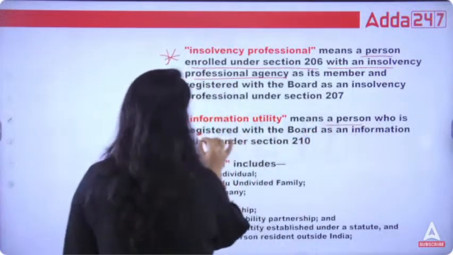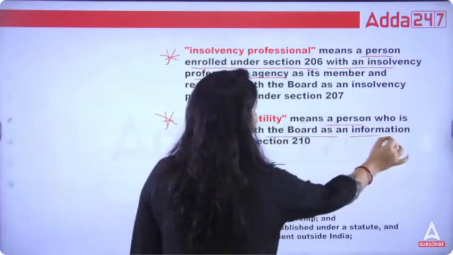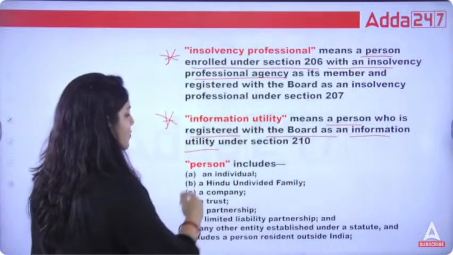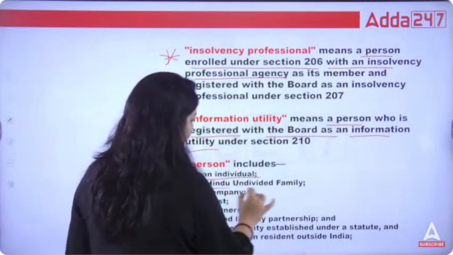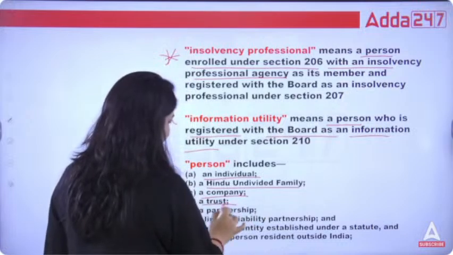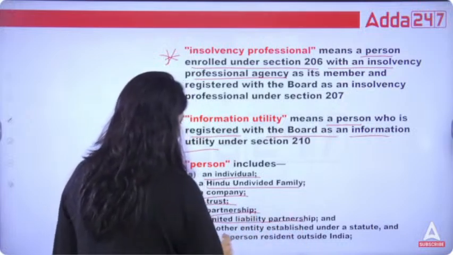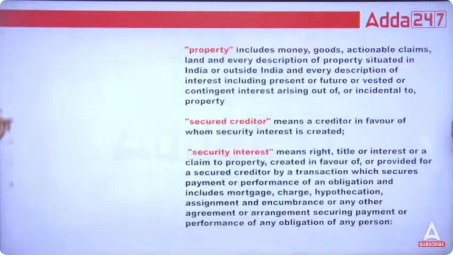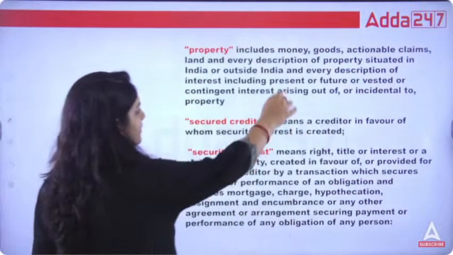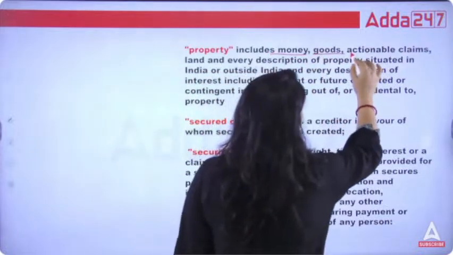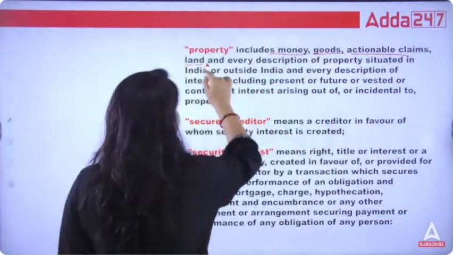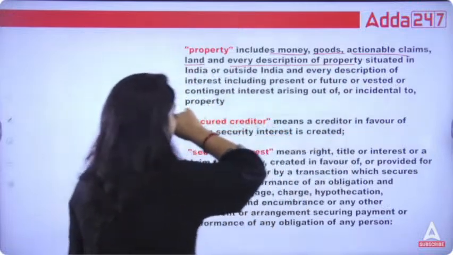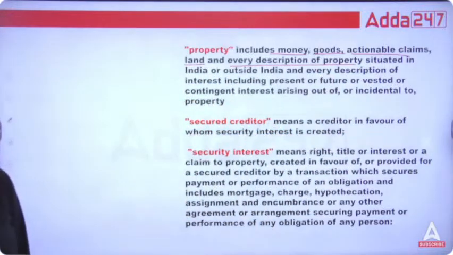A person who is registered with the board as an information utility. What is person? Individual, Hindu undivided family, company, trust, partnership, LLP or any other entity. That is called person. Property includes money, goods, actionable claim, land, every description of property. That is called property.